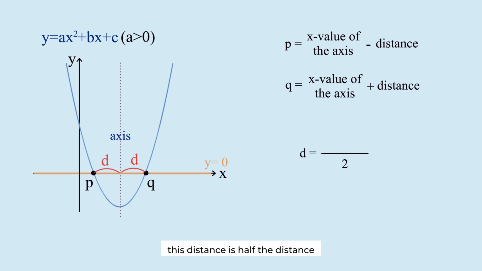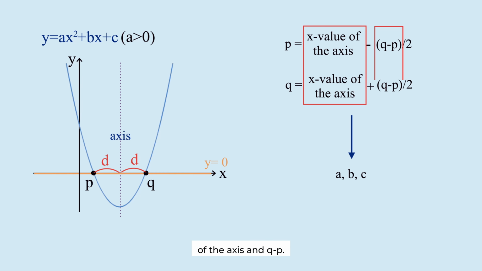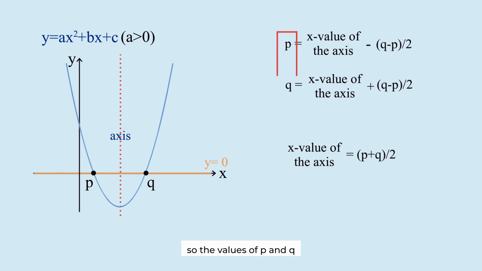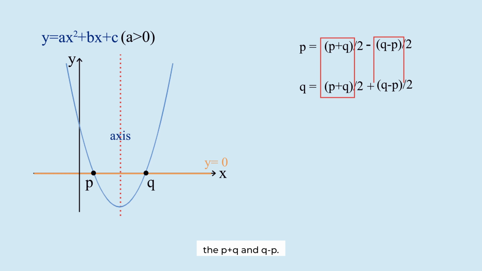This distance is half the distance between the 2 points. Since the distance between q and p is q minus p, this distance is q minus p over 2. So, p and q are expressed like this. In order to express p and q in terms of a, b, and c, we need to find the values of the axis and q minus p. The axis is at the midpoint of these two intersection points. The x-value of the axis is p plus q over 2, so the values of p and q are rewritten like this. We need to find p plus q and q minus p.